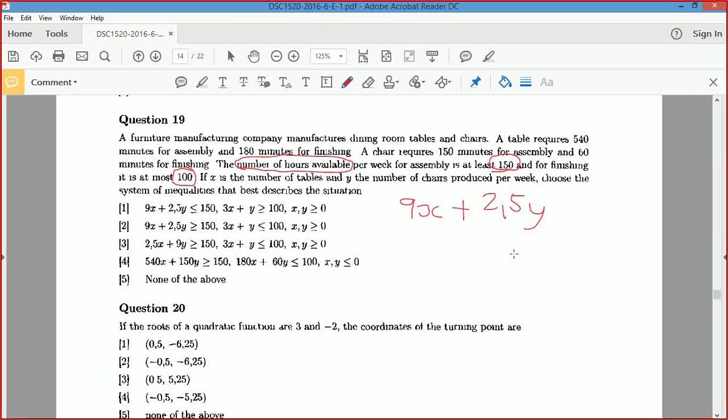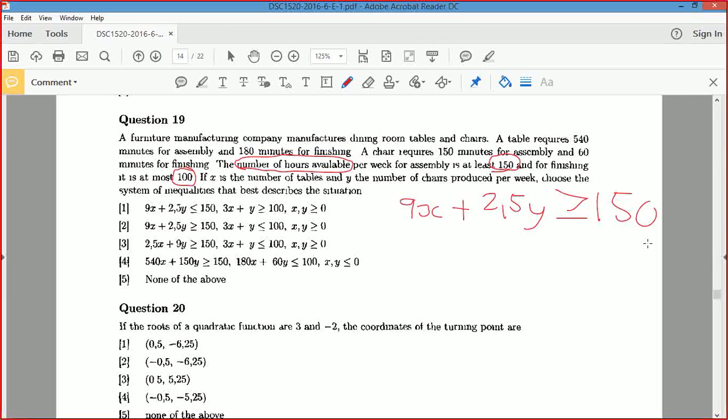What are you focusing on, the assembly or the finishing? Well, if you look at the assembly. So what did they say about the assembly? A chair requires 160 minutes for finishing, and the number of hours per week for assembly is at least 150. Okay, at least. What does at least mean? Oh, it has to be greater than 150. Yes. Okay, what else? Greater than.